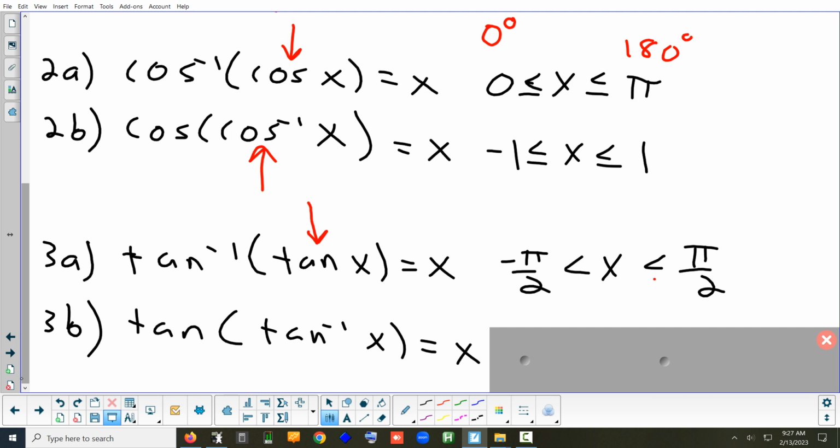Why can't we include them? What was on the graph, negative 90 and 90? Asymptotes. You cannot hit those asymptotes. Think of them like an electric fence. You can't touch them, right? Bad things happen. So negative 90 to 90 can't include them.